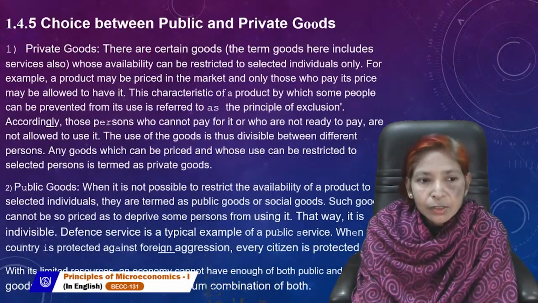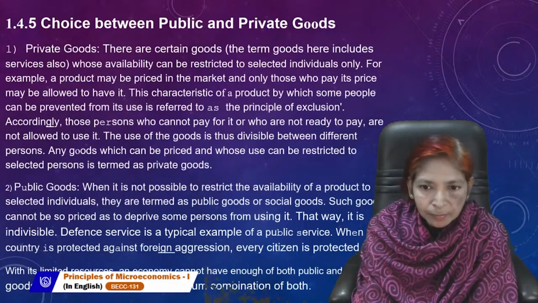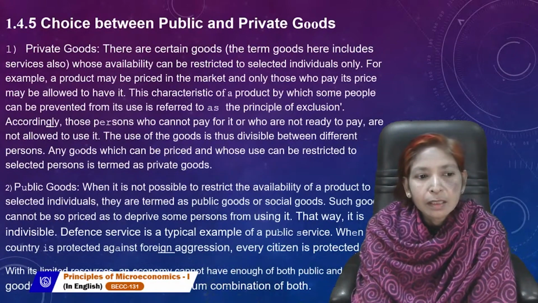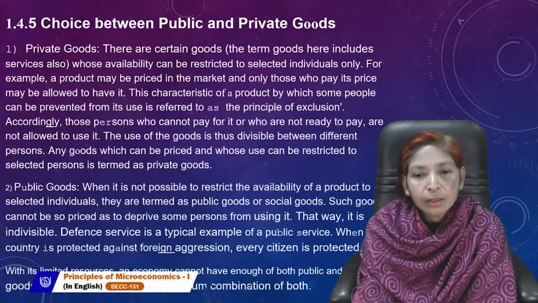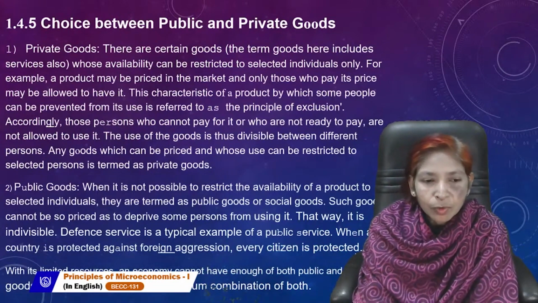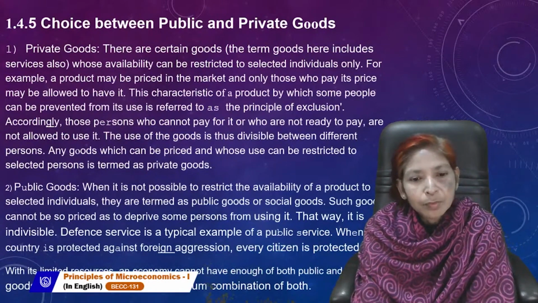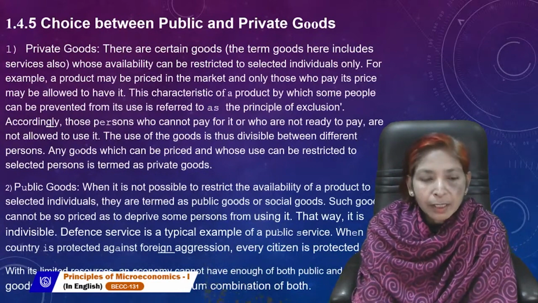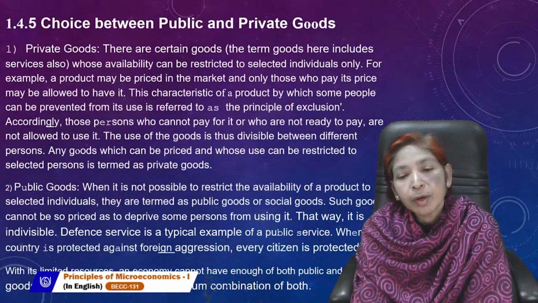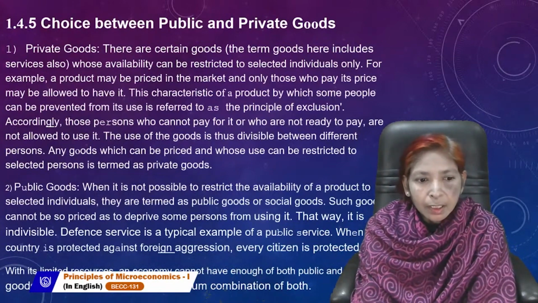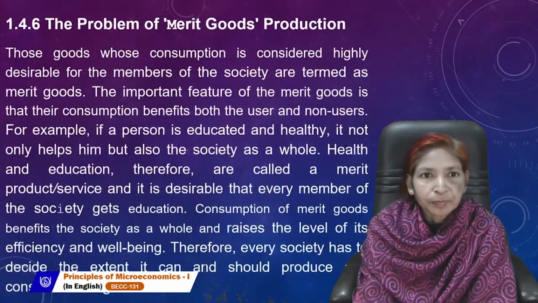Such goods can't be so priced as to deprive some persons from using it. That is why it is indivisible. Defense service is a typical example of public services. When a country is protected against foreign aggressions, every citizen is protected. With its limited resources, an economy can't have enough of both public and private goods. It must try to achieve an optimum combination of both.